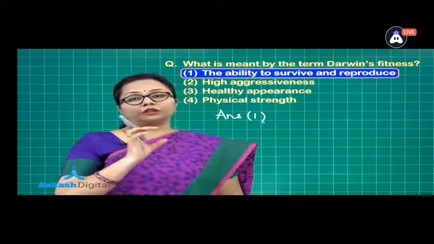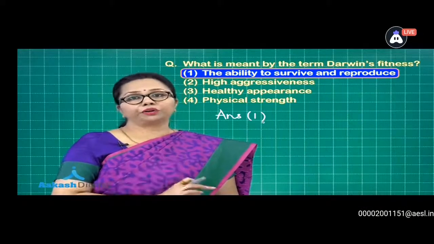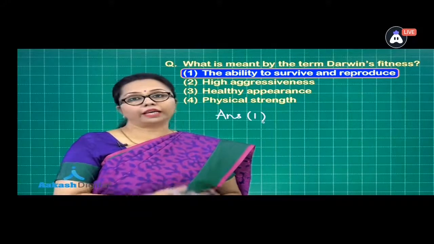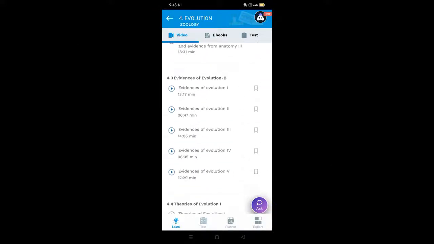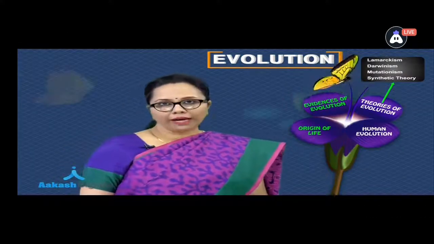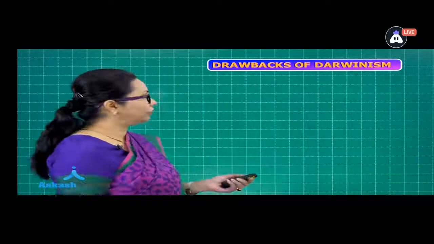Now, in spite of such important mechanism, that is natural selection given by Darwin, still his theory has certain drawbacks. So we'll move on to those discussion and then we'll take up mutation theory, or mutationism. Now let us conclude Darwinism with its drawbacks. First of all, the drawbacks of Darwinism.